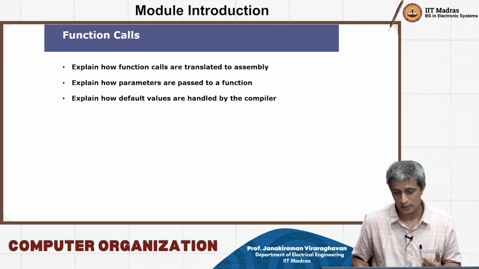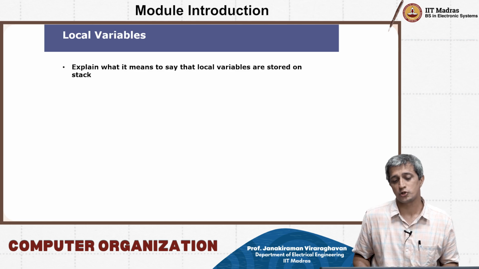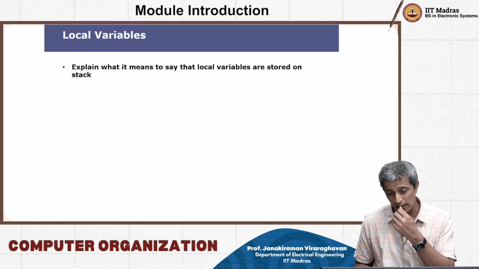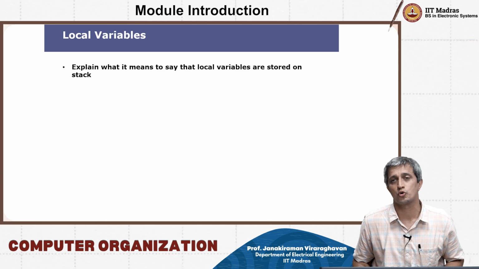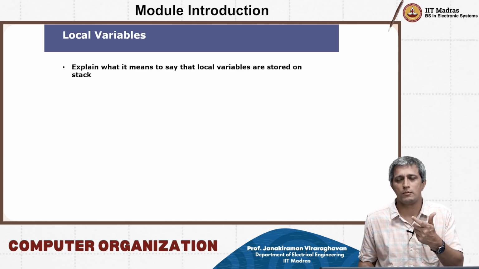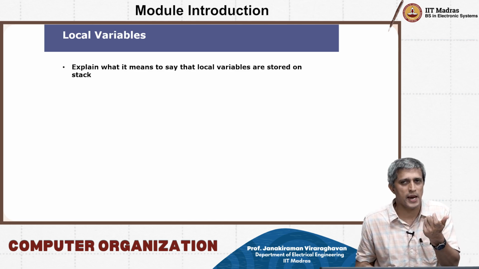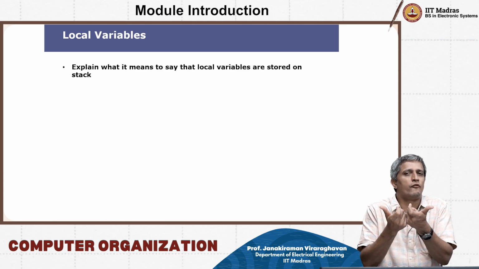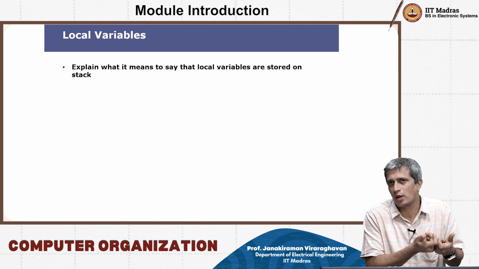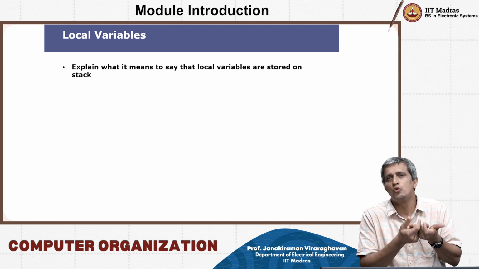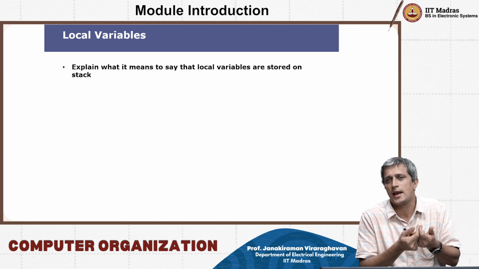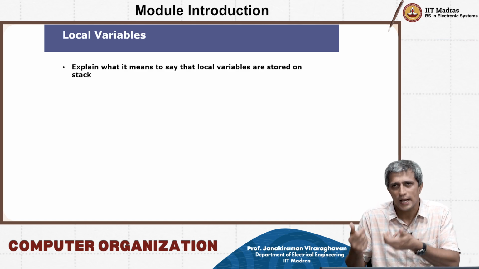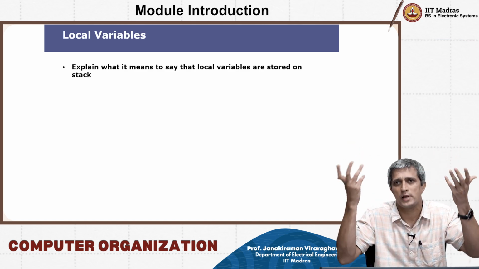the compiler, right? Local variables, you should be able to explain what it means to say local variables are stored on stack, right? These are things that people will say quite often, but they don't have a real physical understanding of what happens in a microprocessor. The idea is when you explain and say that a local variable is stored on stack, you are able to visualize what's actually happening in the memory.